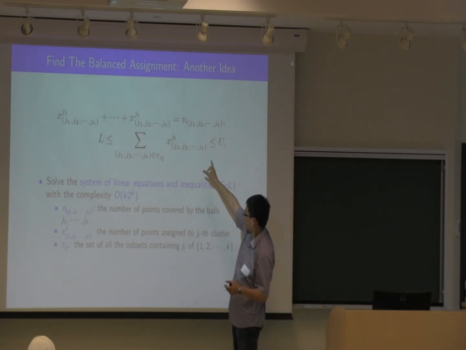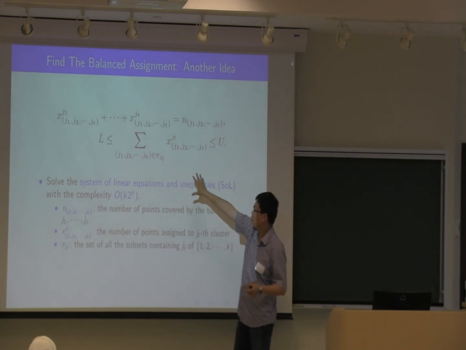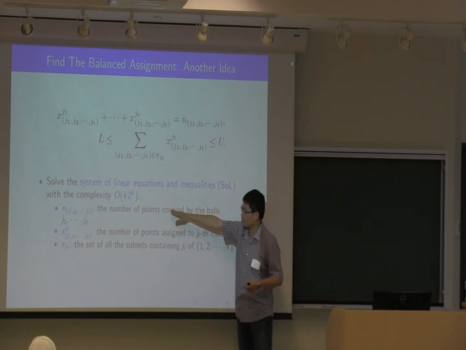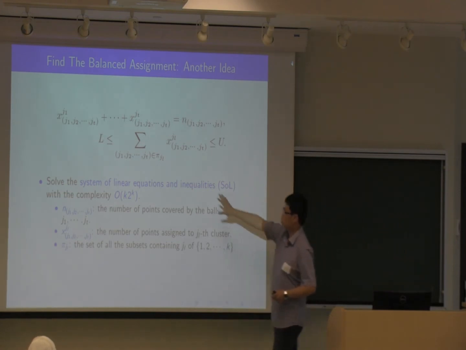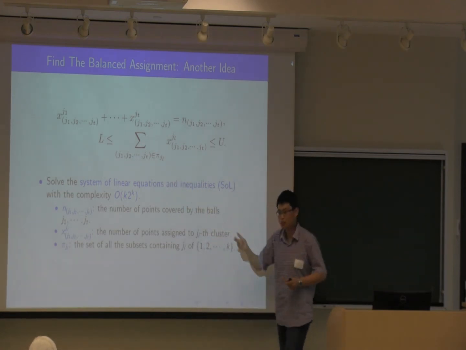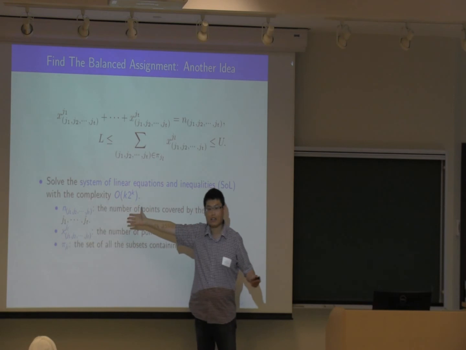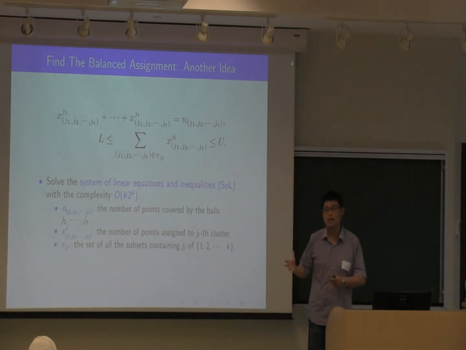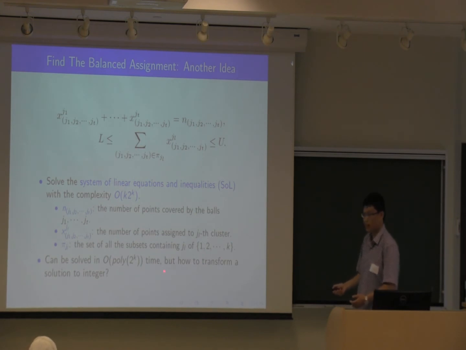And to ensure the feasibility, we have the equations. We let the summation of those t variables be equal to this fixed value. And also, in order to guarantee the balancedness, we have these two inequalities for each cluster. You can easily verify that the complexity of this system is only on the order of k times 2 to the k, if k is constant. So it's still constant, and we can easily solve this system in poly(2^k) time. So if k is a constant, it's still acceptable.